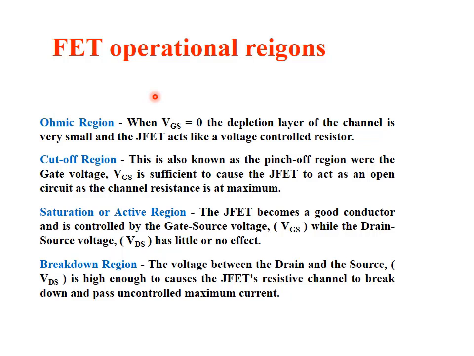Okay. Remember, in an N-channel FET transistor, when VGS equals 0, that's when the maximum current will flow. That means that the depletion layer is very small. Okay. When we start to increase VGS with a minus voltage, reverse bias, that's when the depletion layer will start to expand. Okay. So the ohmic region is similar to the saturation region in the BJT transistor.